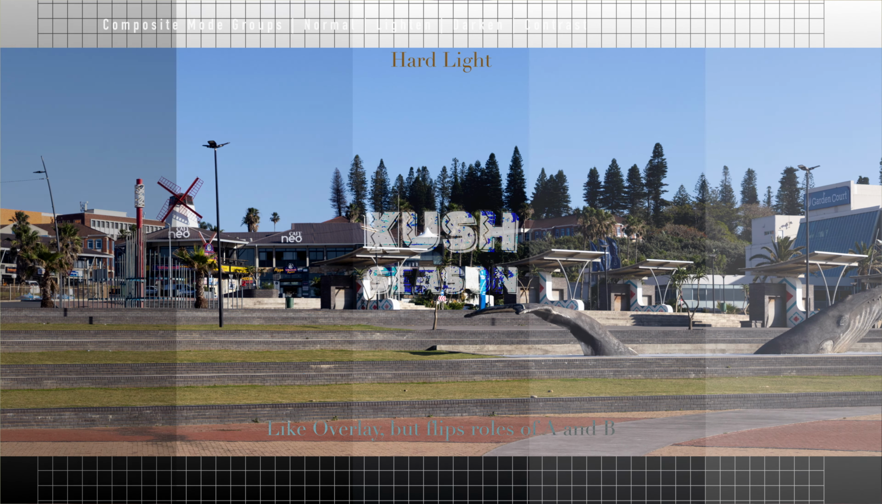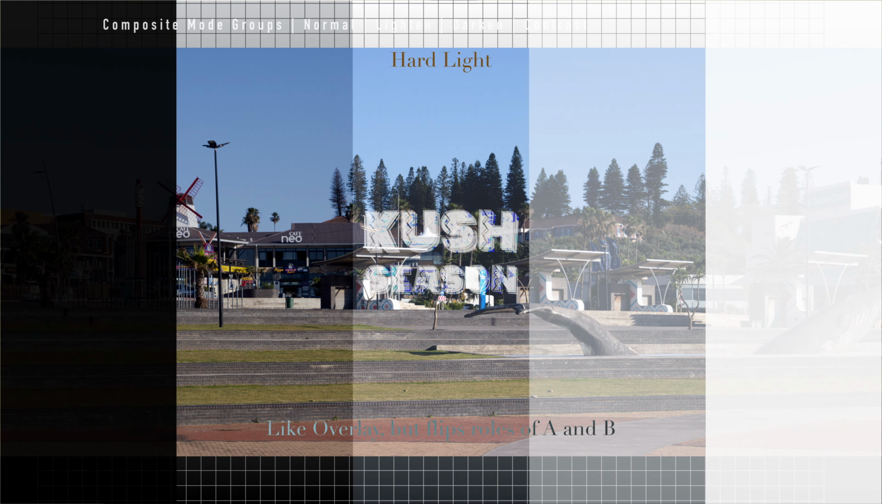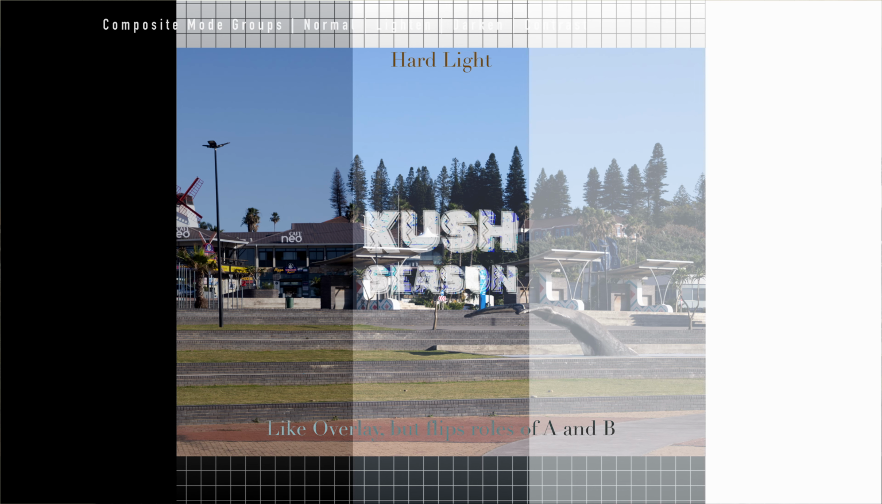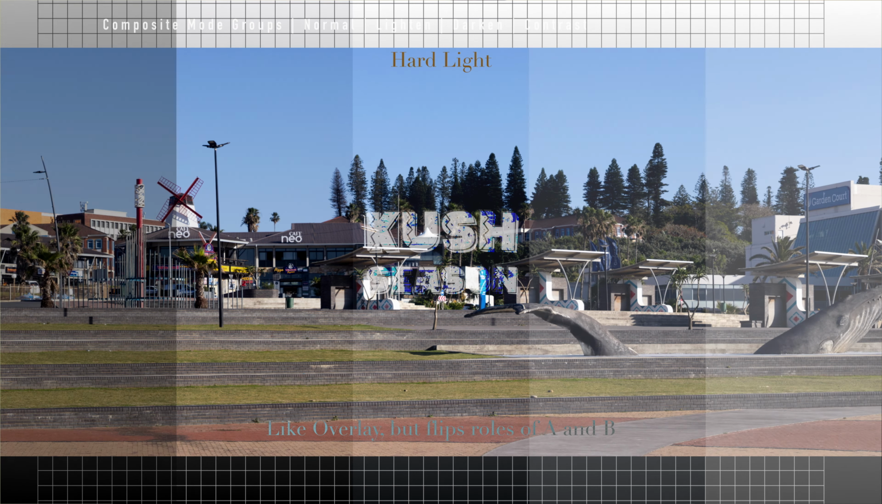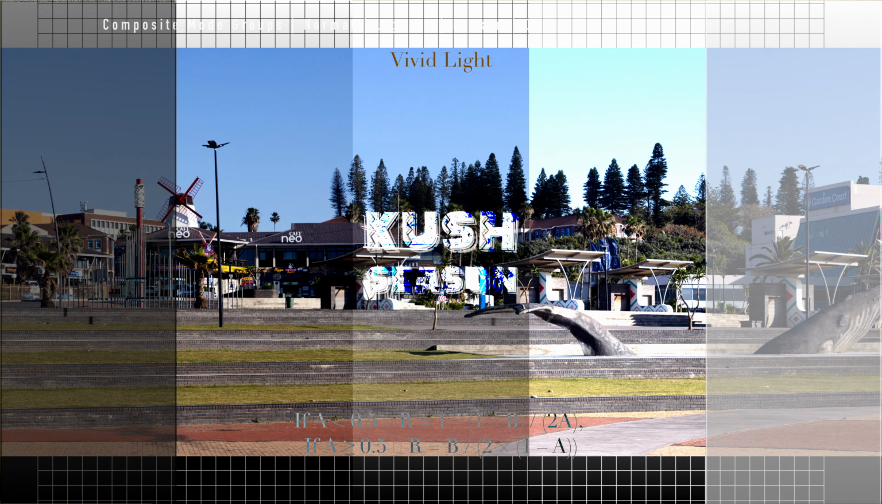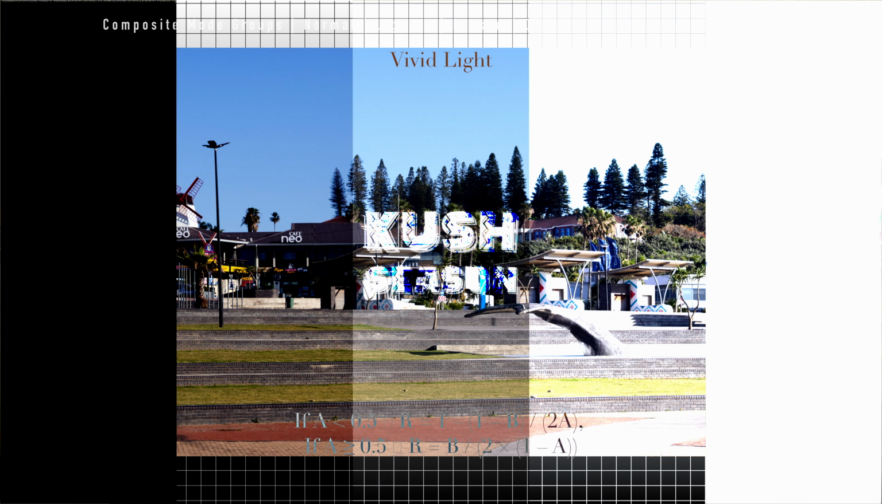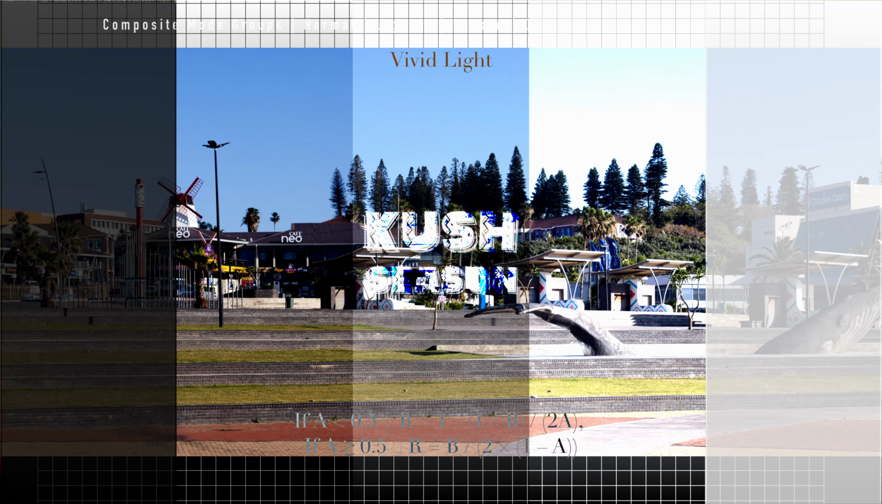Hard light works exactly like overlay, except that the roles of your pixel A and pixel B are inversed. So it's basically an inversion of overlay, and so multiply is applied in the highlights and screen is applied in the shadows. Next we have vivid light. Vivid light applies a burn operation in your shadows, and it applies a dodge operation in your highlights.